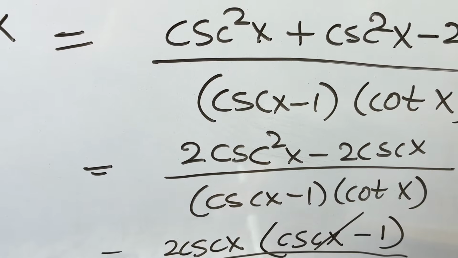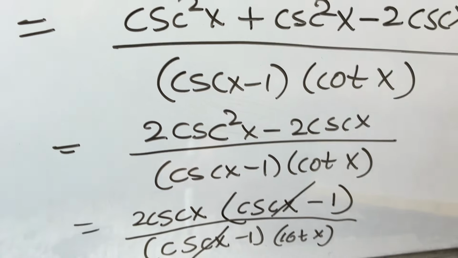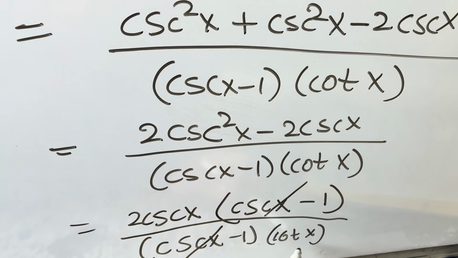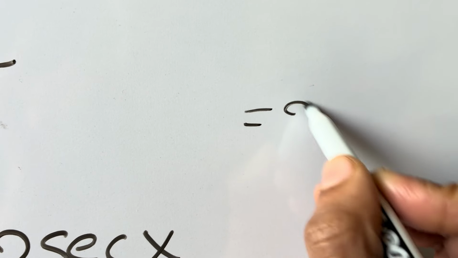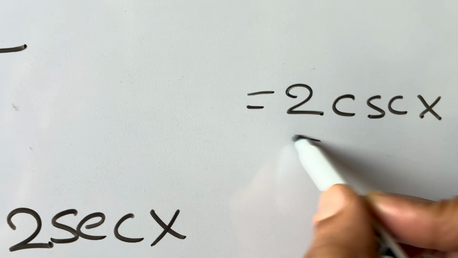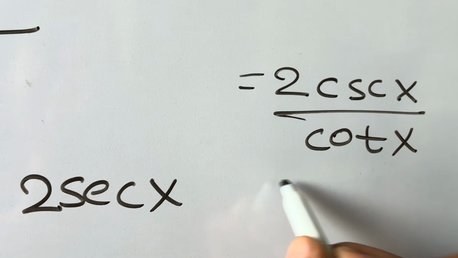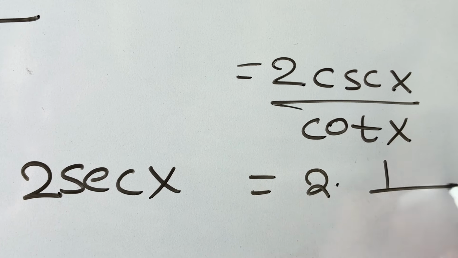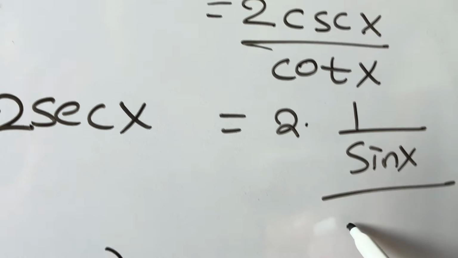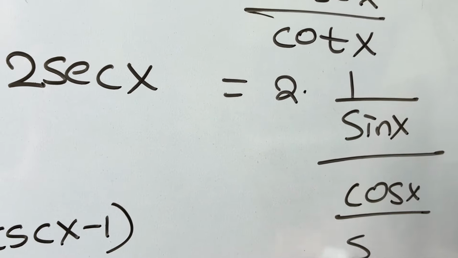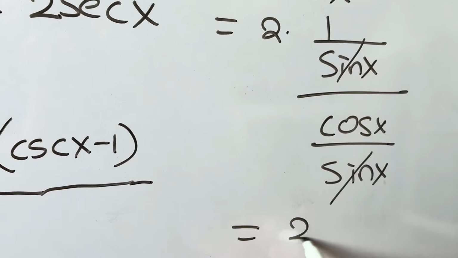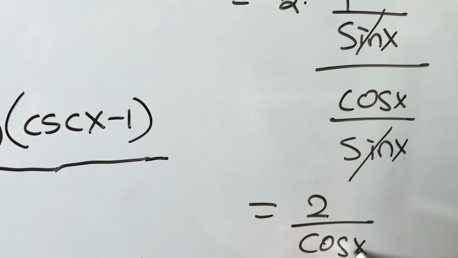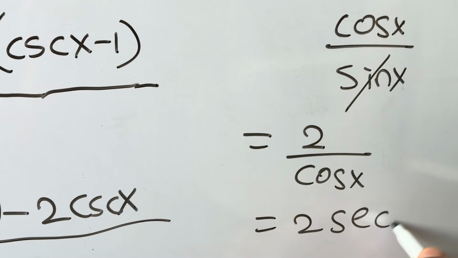So I'm going to cancel my cosecant x minus 1 and cosecant x minus 1. So I'm going to get 2 cosecant x over cot x, which we can simplify. So I'm going to write it down here, 2 cosecant x over cot x. From the trigonometric identities, we know that cosecant x is 1 over sine x and cot x is nothing but cos x over sine x. And in this process, sine and sine get cancelled out and we will be left over with 2 by cos x, which is nothing but 2 times secant x.